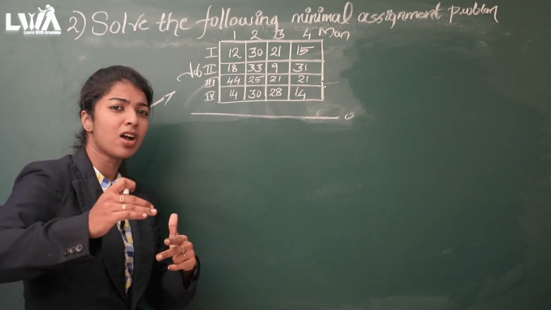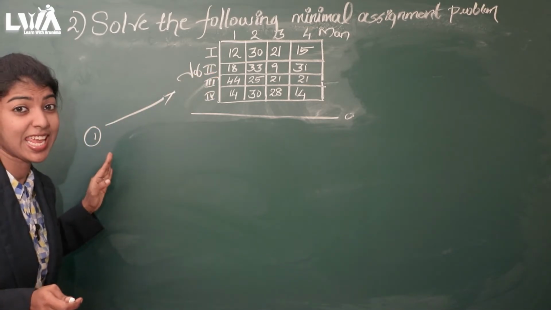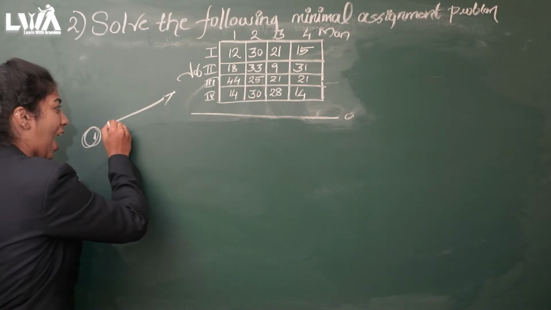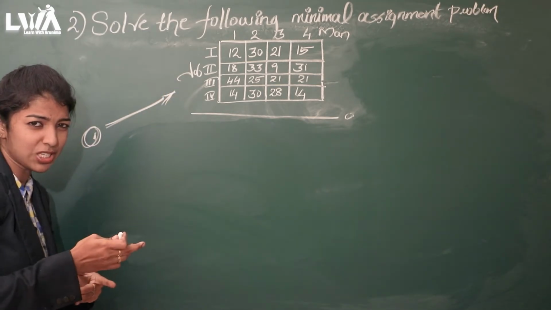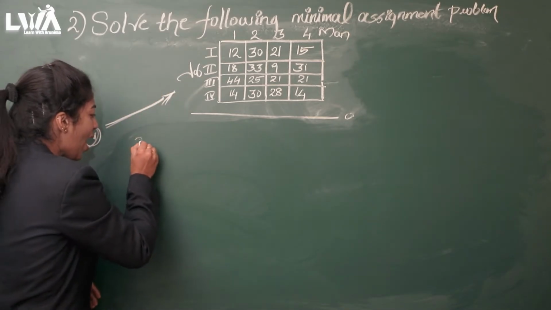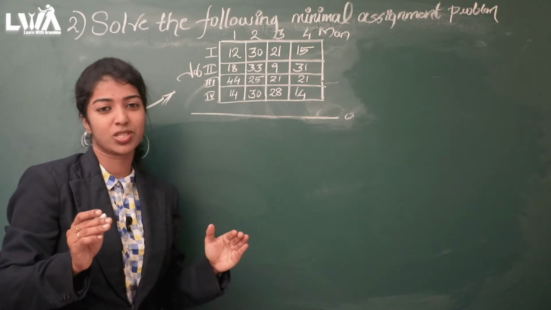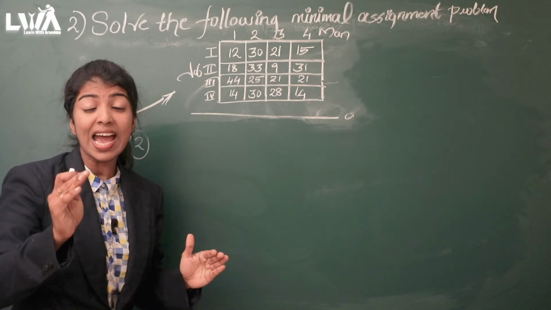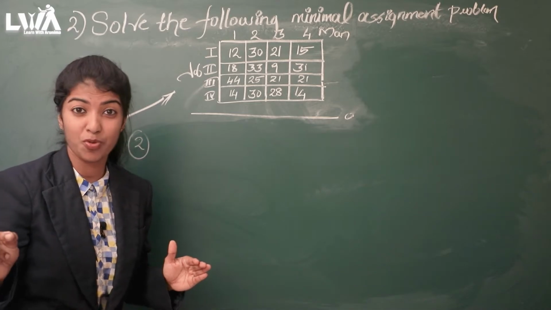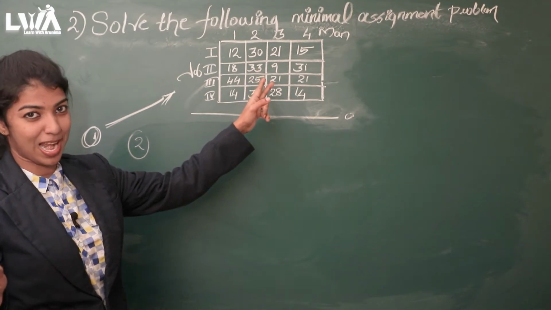So just like the problem we have done earlier, the first step is to rewrite the same problem here. Due to board constraints, I'm not going to rewrite it. And what is the second step? First, we evaluate all the rows. From each row, we identify the lowest element and subtract that lowest element from all the other elements. Okay?